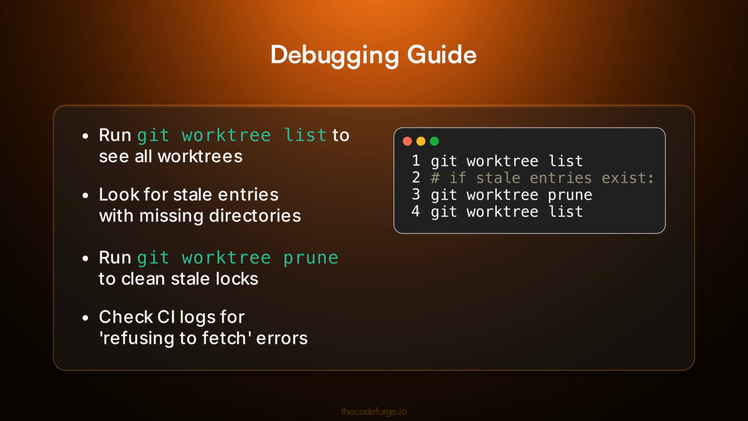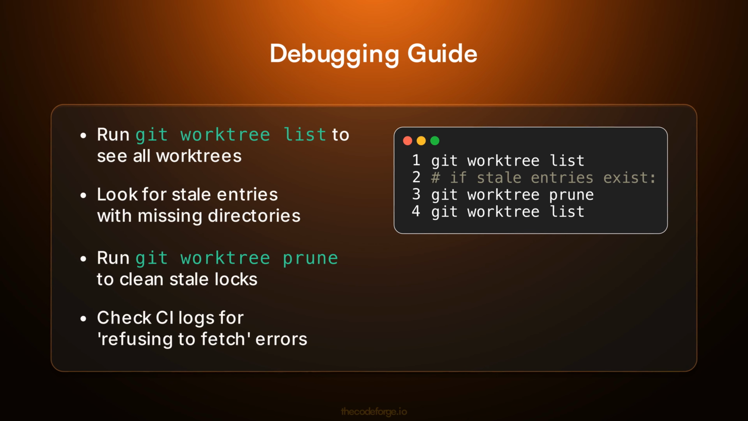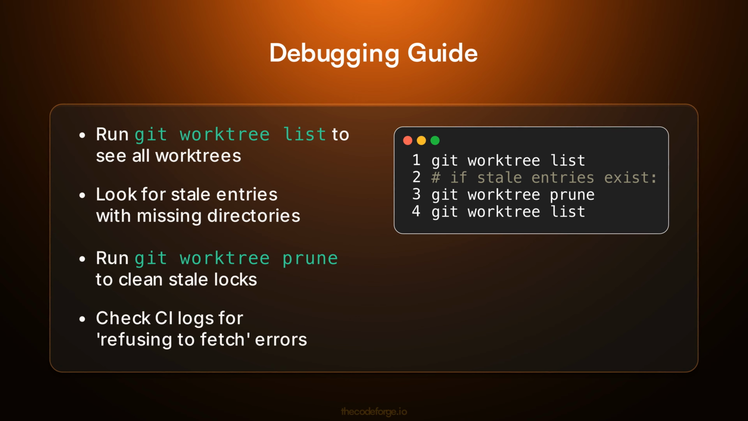To diagnose worktree issues, start with git worktree list. If you see entries pointing to deleted directories, run git worktree prune to clean them. This resolves most lock-related failures.